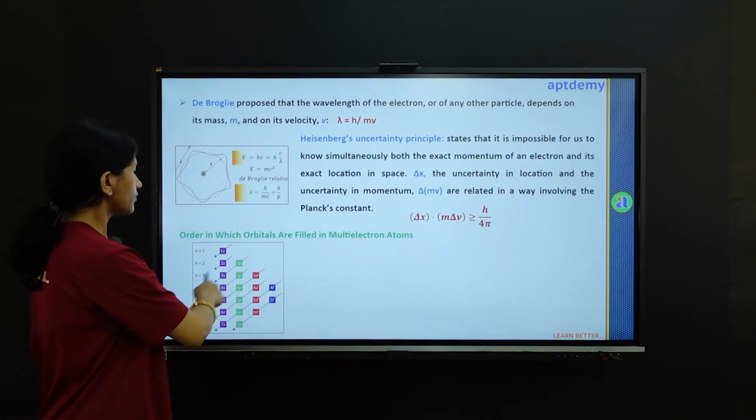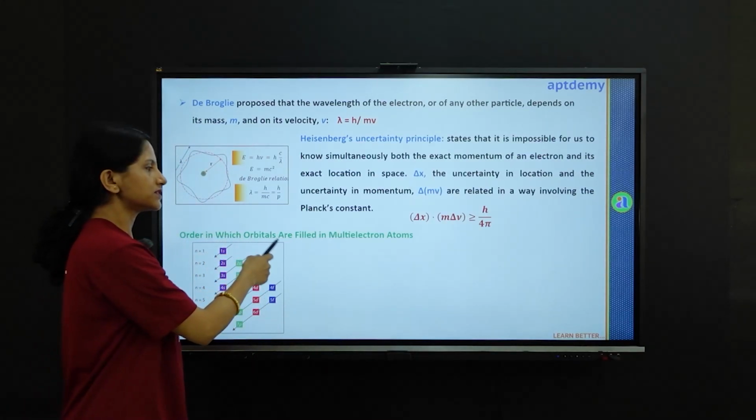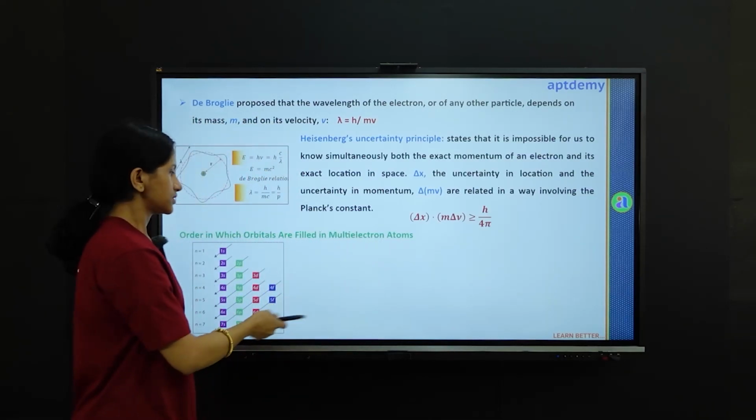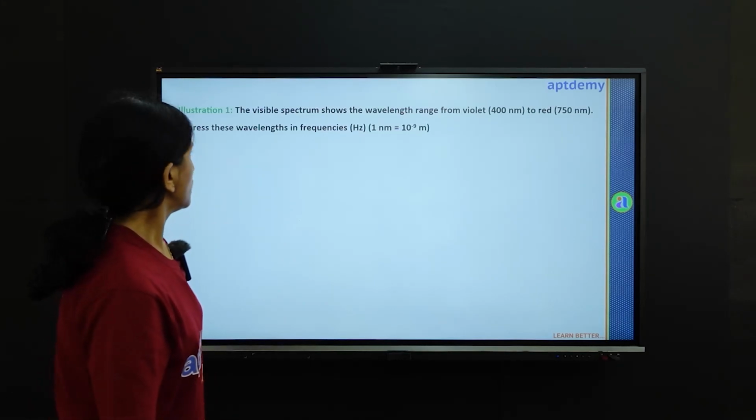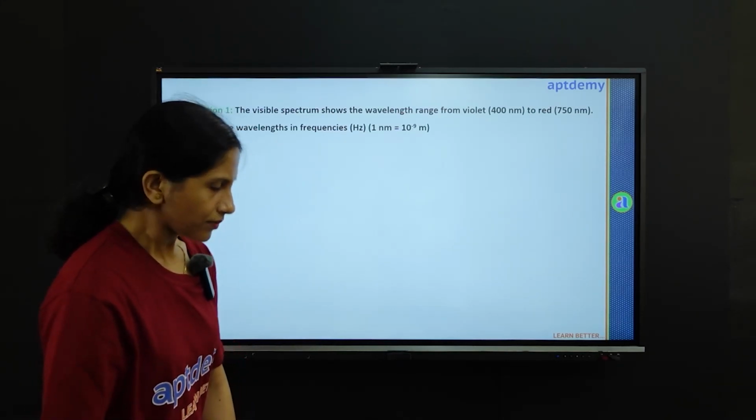And here you can see from this schematic the order in which orbitals are filled in multi-electron atoms. So this is the quick recap of this chapter. Now let's start the numerical problems.